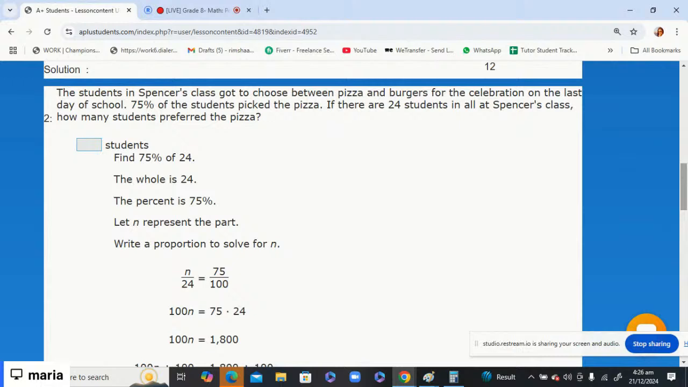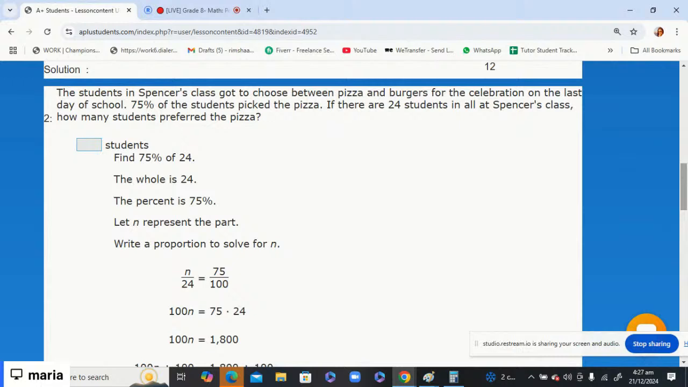So this question you guys solve it. The students in Spencer's class got to choose between pizza and burger for the celebration on the last day of school. 75% of the students picked the pizza. If there are 24 students in all, it means that the whole is given. So how many students preferred the pizza?